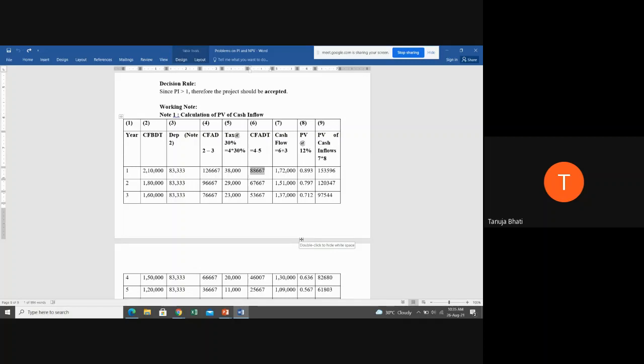Depreciation, since it is a non-cash item, we have to add back depreciation. So 88,667 plus 83,333. Since depreciation is a non-cash item, you add column number 3 and column number 6. You will get the cash flow as 1,72,000. Okay, so this is your cash inflows.